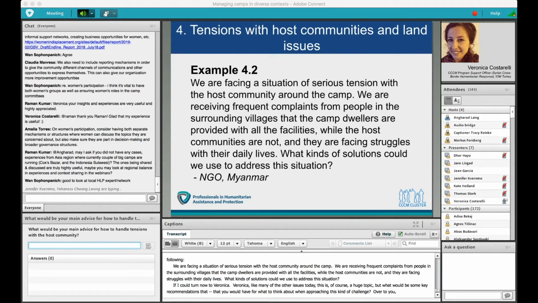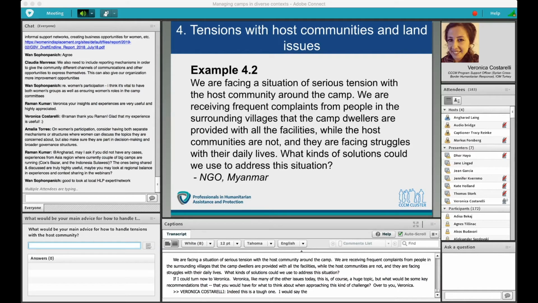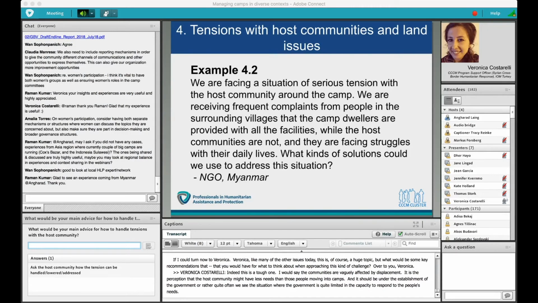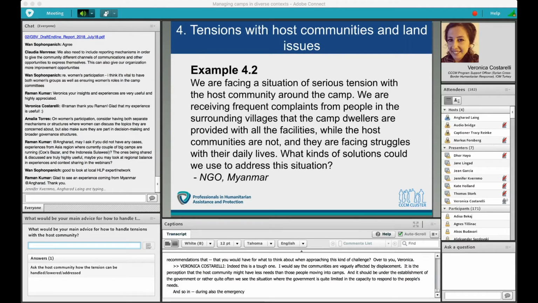Well, I will say that despite host communities being badly affected by displacement, they quite often are not systematically targeted by humanitarian intervention, because there is the perception that host communities might have fewer needs than those people moving into camps, and they should be under the responsibility of the government. However, quite often we see the government is quite limited in its capacity to respond to people's needs. And so during an emergency situation, host communities are exposed to protection and security risks as much as the community living in camp settings.